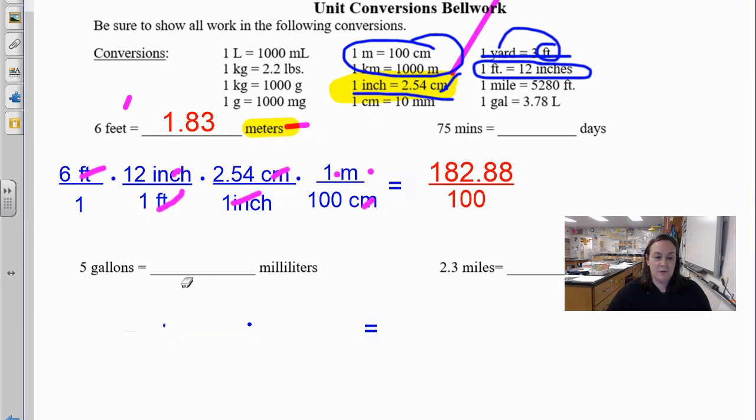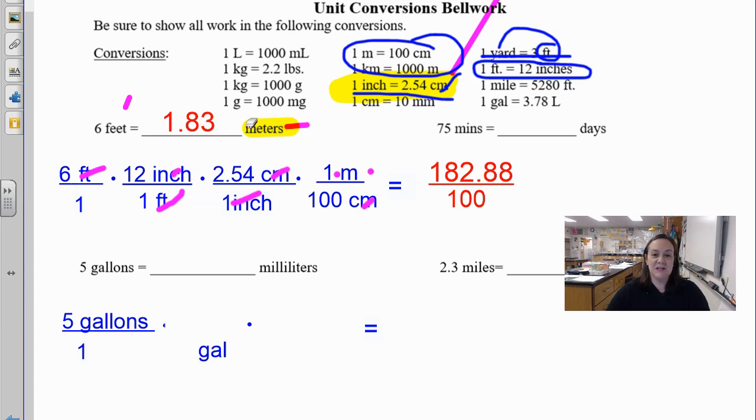Just to practice another one very quickly. 5 gallons to milliliters. What is the first step you're going to do? Wonderful. You're going to take 5 gallons. You're going to put it over 1. Then that means I want gallons on the bottom. So take a look and see what you might have at the top that can convert gallons.